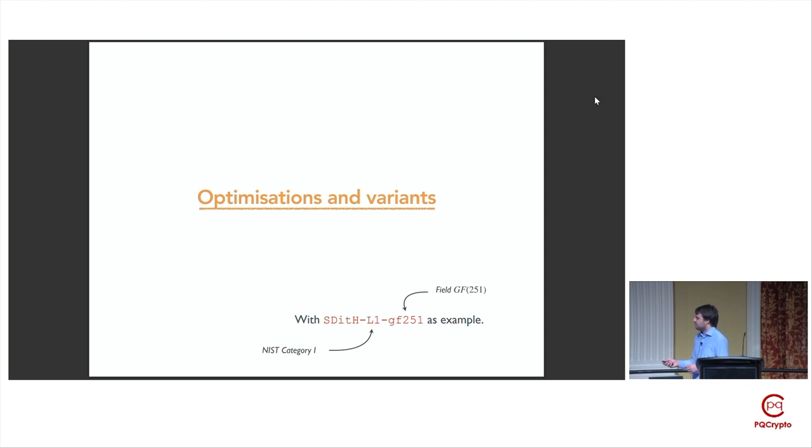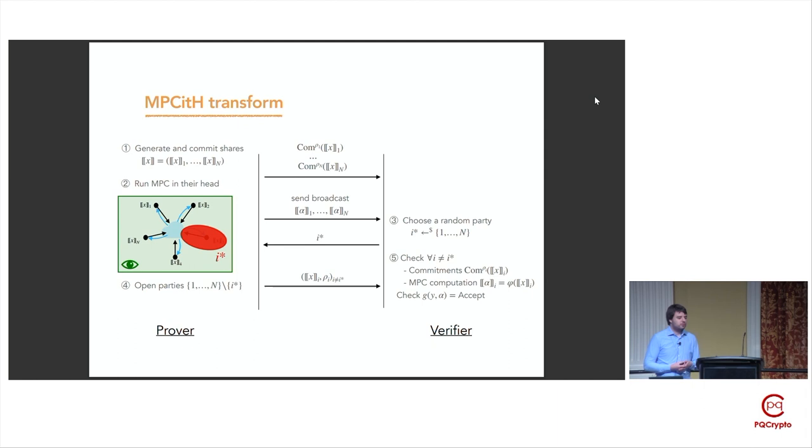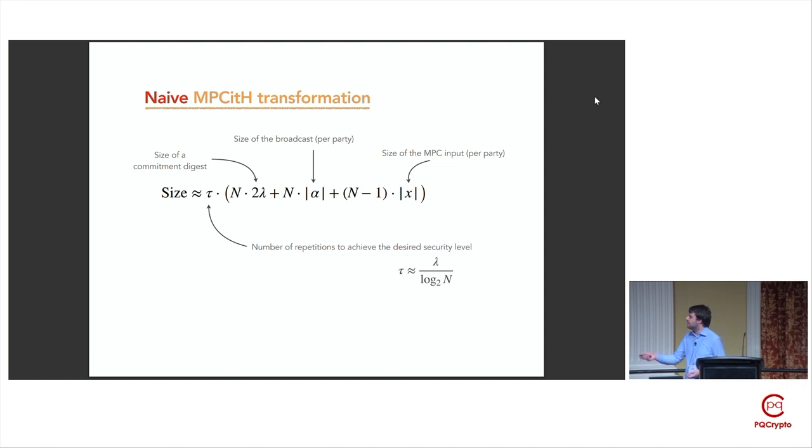So if we try to understand what the signature size is when we use the MPC-in-the-head framework: first, in the first round, we need to send N commitment digests. In the second round, we need to send all the broadcasted values. And in the last round, we need to send the input shares of all the parties except one. So it means that the signature size will be this one, and we need to repeat all this quantity tau times, which is the number of times we repeat the zero-knowledge proof.